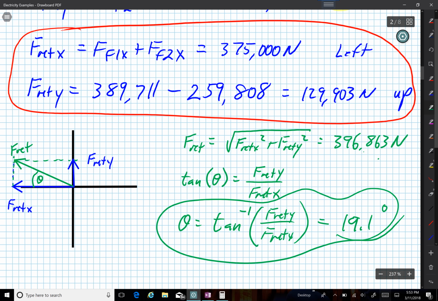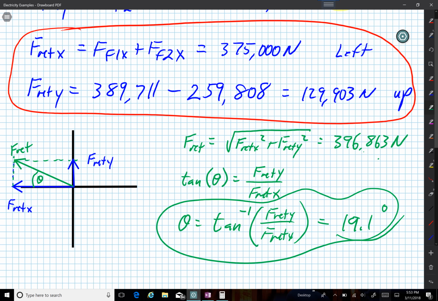So remember, a vector has two components. It has a length and it has a direction. And now I've defined both. And that's the complete answer. So that is the calculation of the electric force, the net electric force.